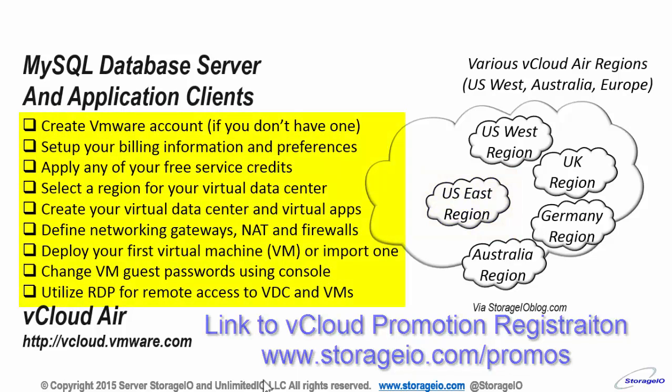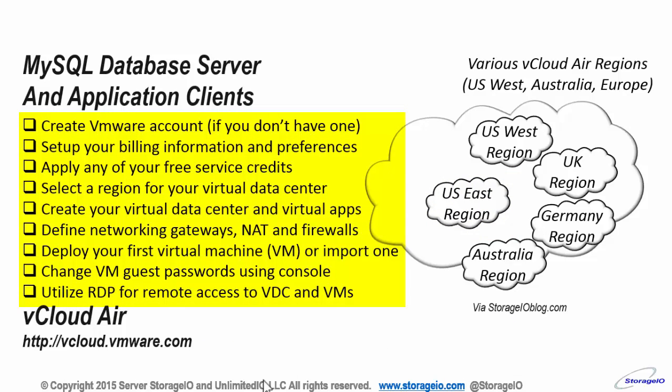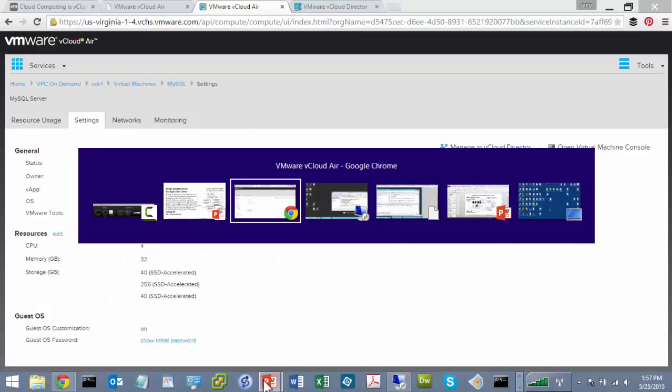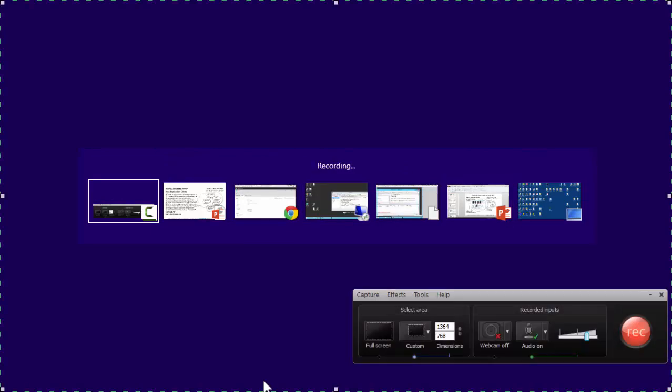I was able to apply the service credits. Then I went about creating my virtual data center, which included setting up the network gateways, the network address translation, NAT, and firewalls, as well as configuring my first virtual machines, both for the database servers as well as for the applications, going in there and setting up the Windows things, loading my software, configuring, and things like that.